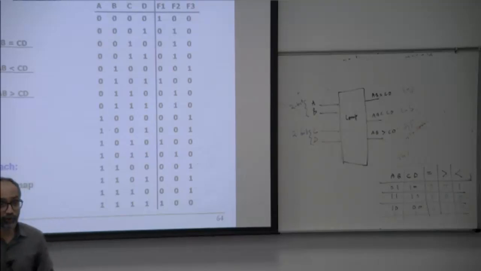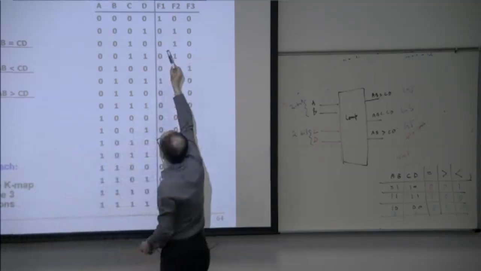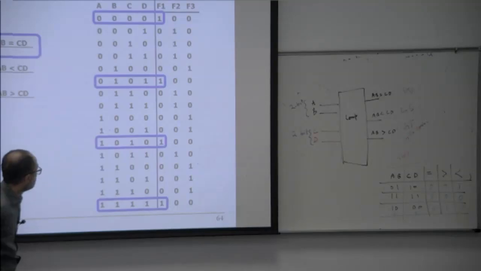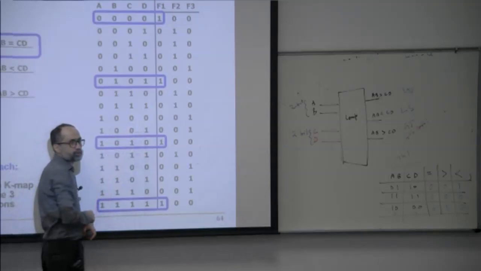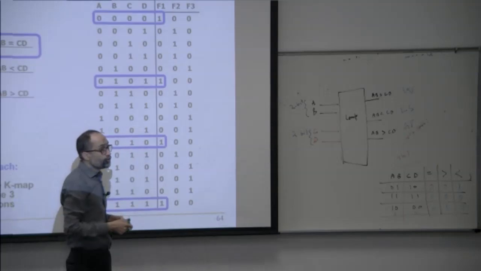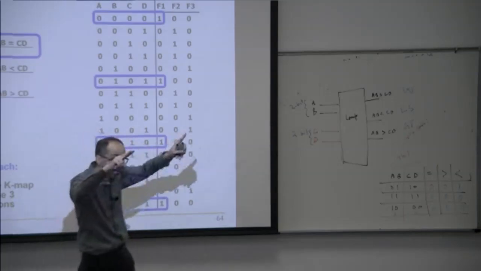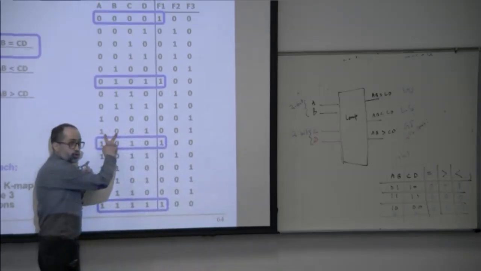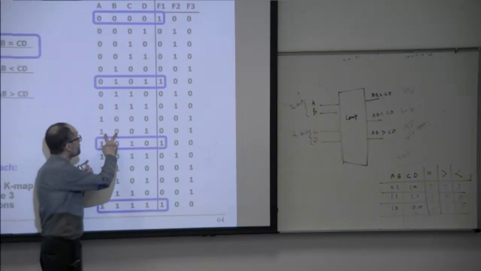1 1 1 1. Can you see here this F1, the blue one? In this case, are AB and CD equal or different? Equal. Why is 1 0 0 1 not equal? 1 0 and 0 1. Are we comparing bit by bit? No, we are comparing 2-bit numbers. This is the MSB and this is the LSB. So 1 0 means 2. It's not an AND gate.